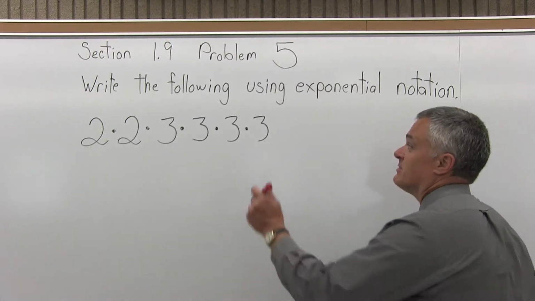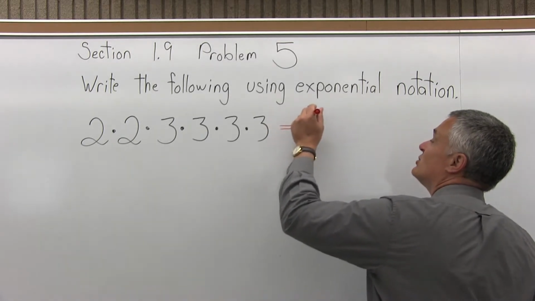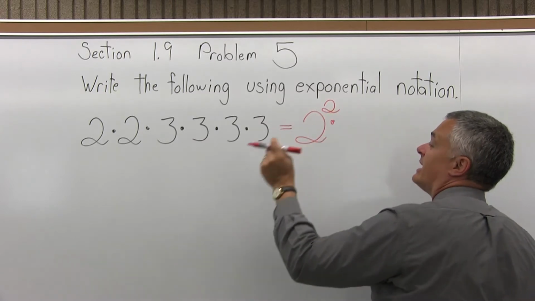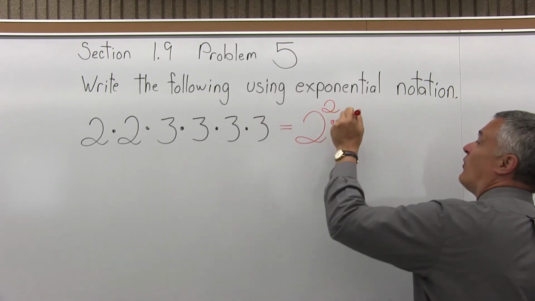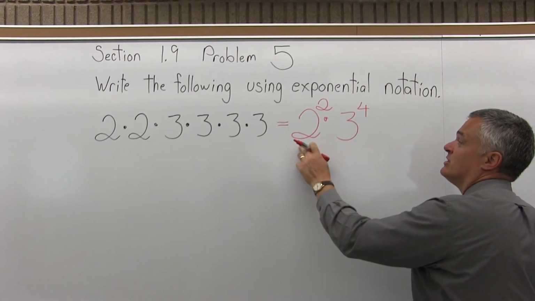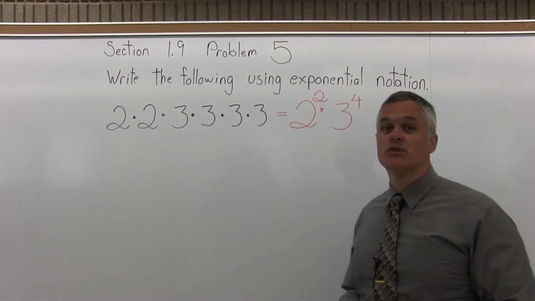So to write this in exponential notation, first the 2's, there's two 2's, so it would be written as 2 to the second power, times, and then with the 3's there are four 3's, so times 3 to the fourth power. That'd be 2 to the second power times 3 to the fourth power.